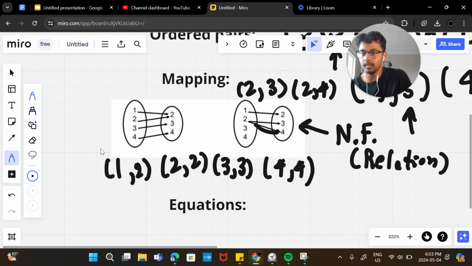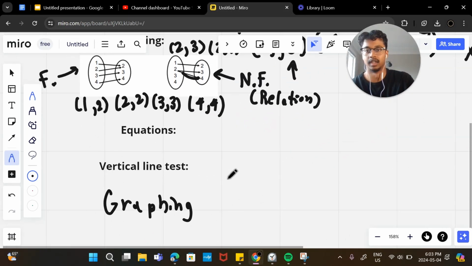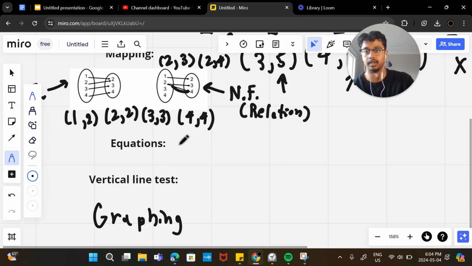So yeah, and this one is a function. So that's basically these mapping diagrams. And also another thing that you can do to tell whether or not something is a function is look at the equation.